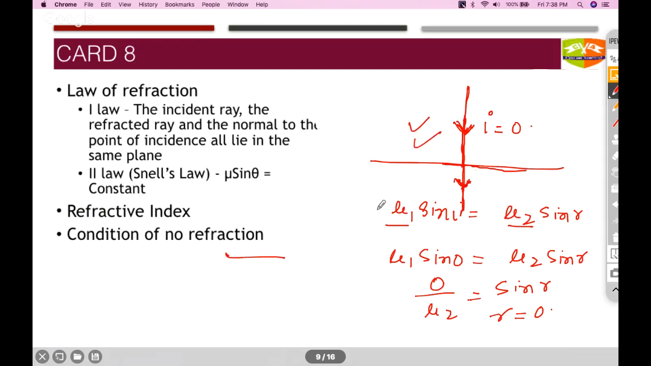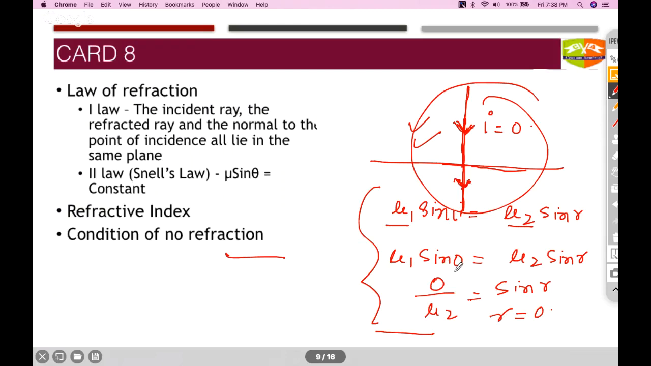So if somebody asks you the condition of no refraction, this diagram should be there along with this particular calculation, and write a few lines about that. If it falls on or overlaps the normal, there would be no refraction, because I is equal to 0 and hence R becomes 0. You get full marks for that.